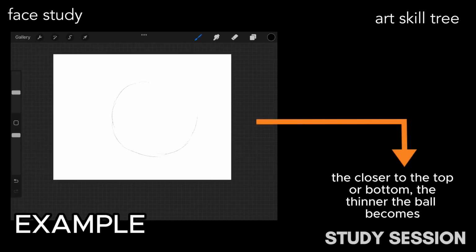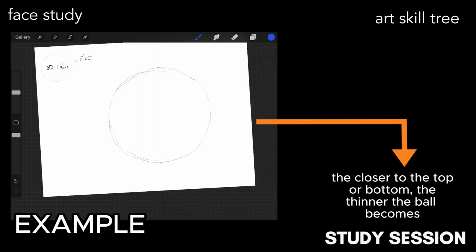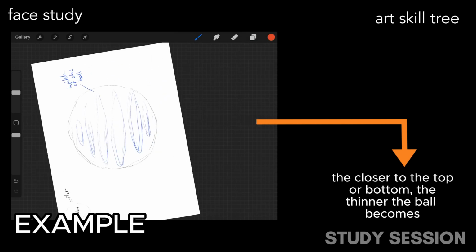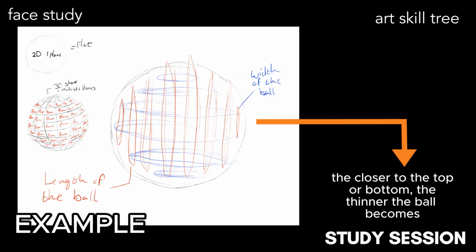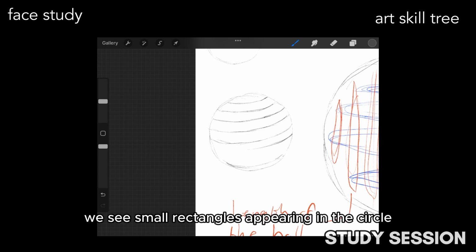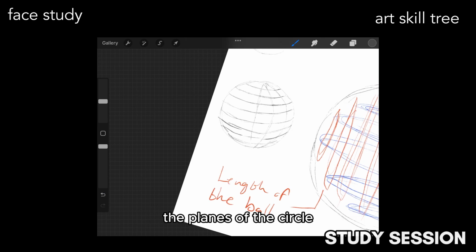The ball doesn't have any corners, which means that when we break it down, we have to be aware of that. An easy way to do this is to see the ball as a shape that's made out of multiple horizontal circles and vertical circles. I'll give them different colors so it's easier for you to tell them apart. Alright, take a look at this. When you connect these circles, we see small rectangles appearing on the sphere. These rectangles are what can be considered the planes of the sphere.